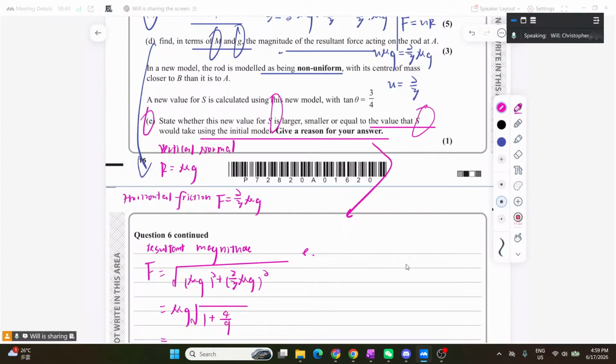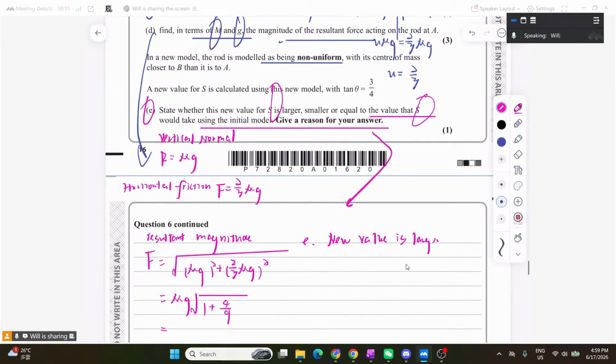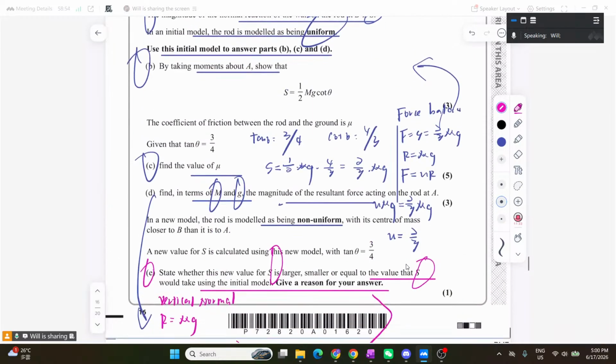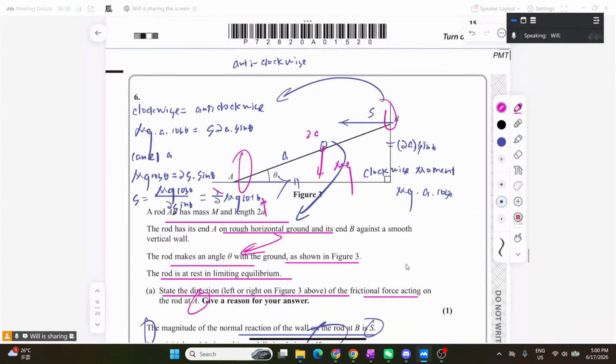The new value is larger. Why is it larger? Because we know from the equation the clockwise moment from the weight about A increases as the center of mass moves closer to B, right? So the anti-clockwise moment from the wall reaction S must increase to balance the moment, right? So S increases. Understand? Yeah. No problem.